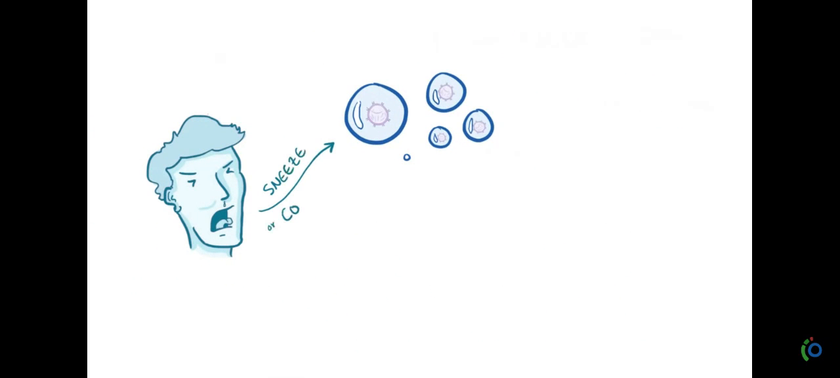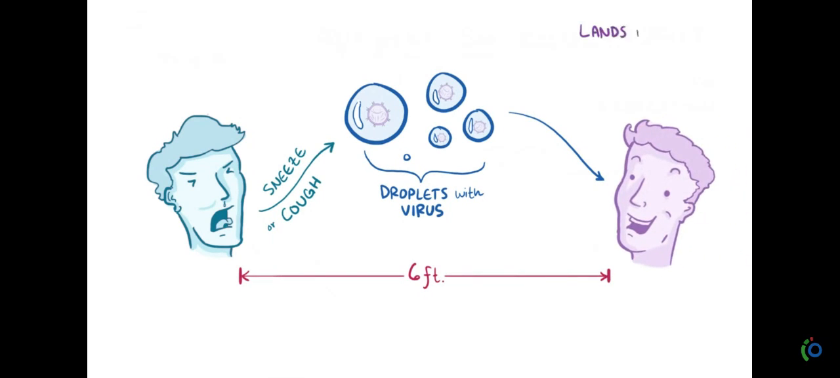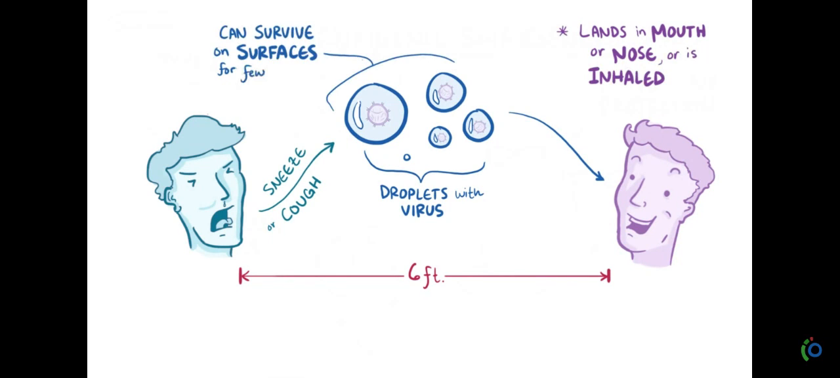Now, the flu is transmitted when an infected person sneezes or coughs, which spreads thousands of droplets containing the virus into the local area, up to about 2 meters or 6 feet away. These droplets can then land in the mouths or noses of people nearby, or get inhaled into the lungs. The virus can also survive on surfaces for a few hours, so it's possible to get the virus by touching a surface, like a contaminated doorknob, and then touching your own eyes, nose, or mouth.